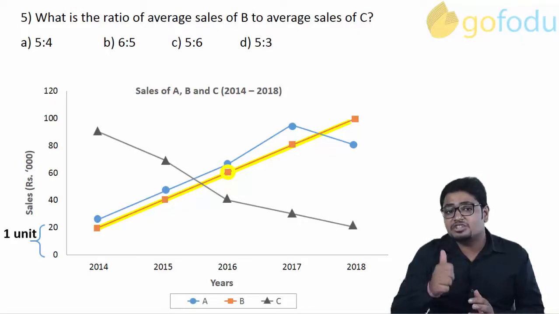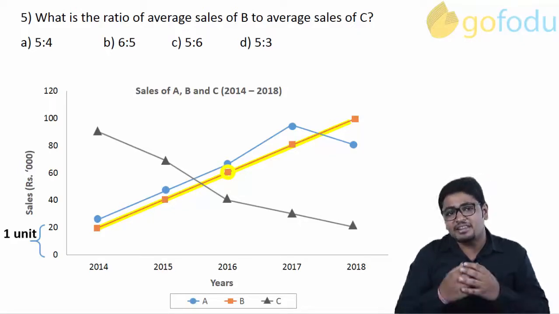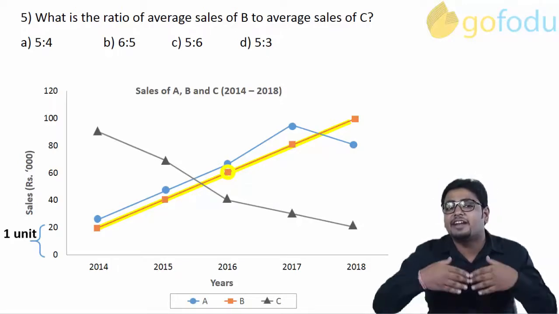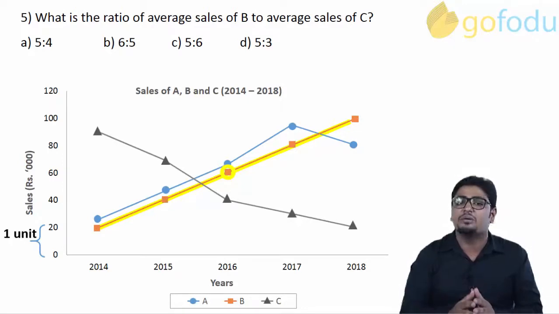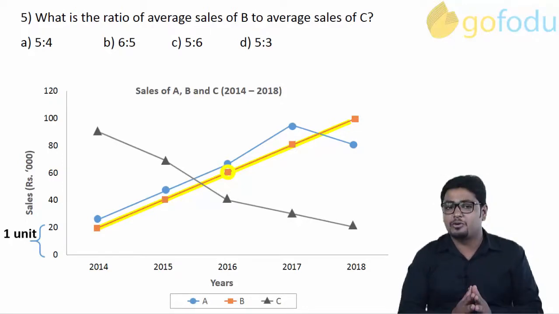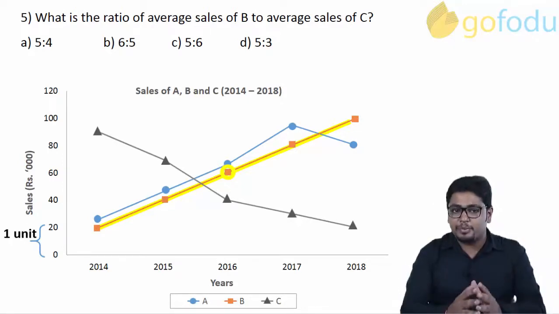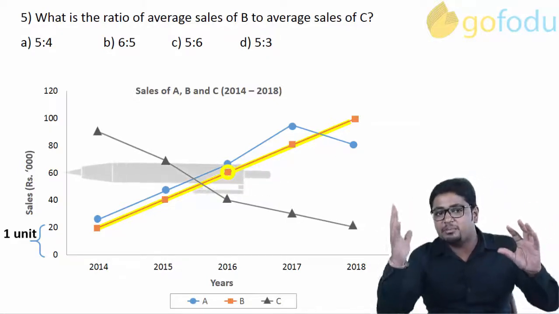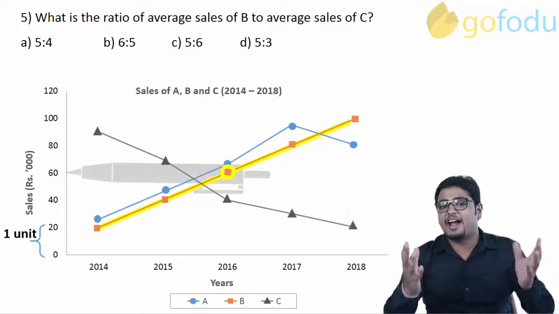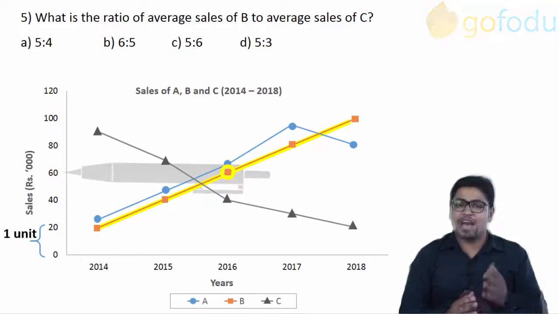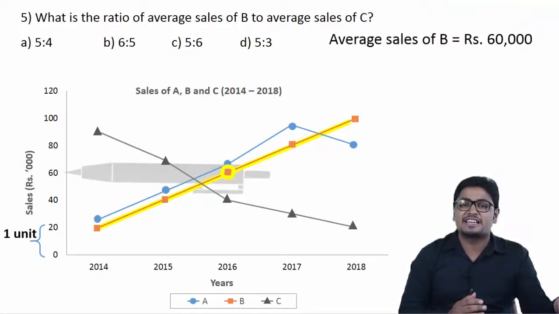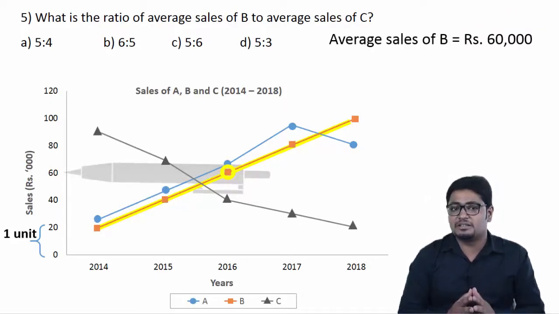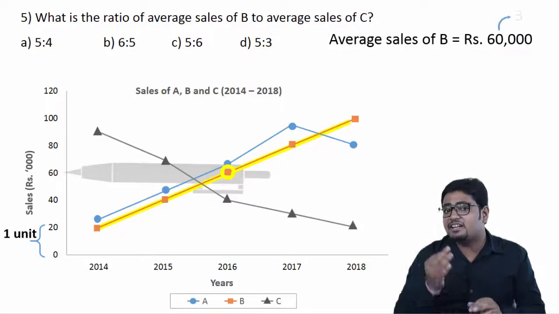Let's say this question appeared in an exam and there are no grid lines in the graph and you are having trouble finding the point's exact value on the computer screen. Here's some advice. Use your pen, put it horizontally on the point, see where it matches the y-axis and get its value. Average sales of B comes out as 60,000. If we look at it in terms of units, it will be exactly 3 units.